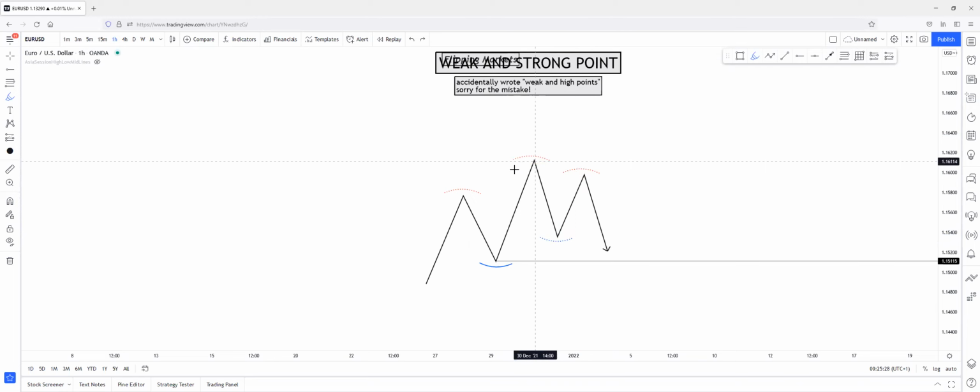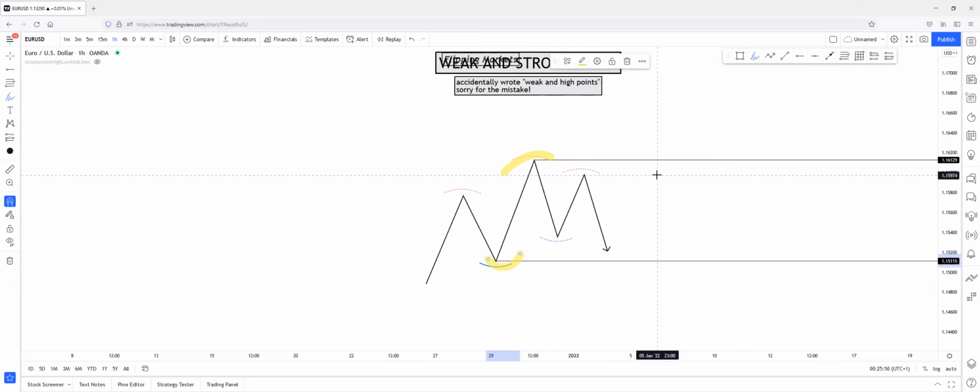If price breaks through this weak high and breaks structure to the upside, this low will be strong, but as you can see, price couldn't break above, and instead of breaking above, it broke through the last weak low with this weak high. We have two scenarios here. Actually, price is moving in this range, between this high and this low.